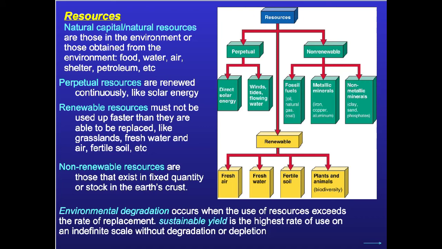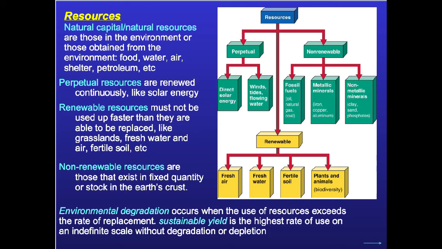So here we're looking at resources. Natural resources are those that are in the environment or obtained from the environment. Some examples are food, water, air, shelter, and petroleum. Now if you follow the arrow over, the first one we're going to talk about is non-renewable. Non-renewable means that there's only a finite amount, and once we use them, they're done. Some examples are fossil fuels, different types of metals, and non-metallic minerals.